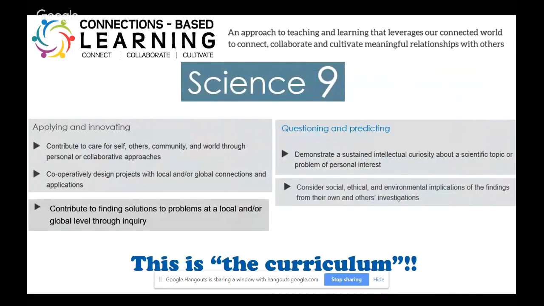So here in British Columbia, we have learning outcomes that really go beyond the content. We call them the curricular competencies. And so though my focus was V equals IR, I had all of these in the background to contribute, to care for the community and the world, to cooperatively design products, contributing to finding solutions to problems at the local and or global level.